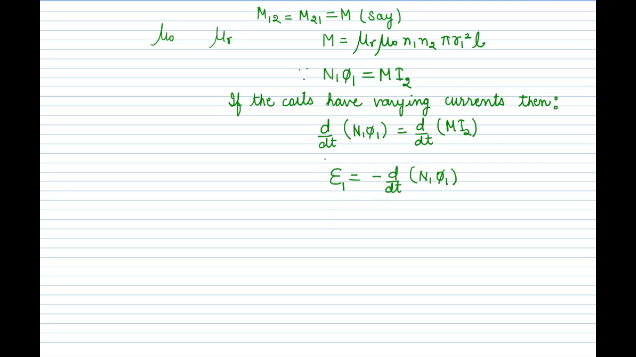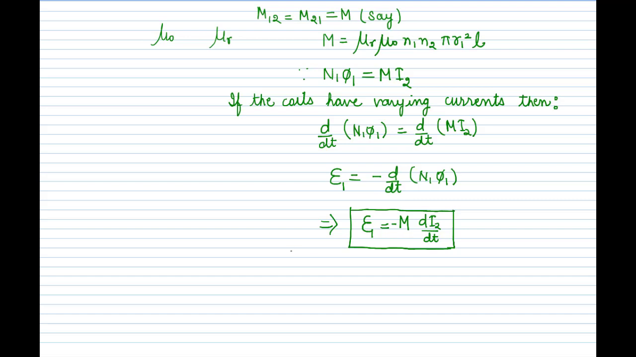If you compare these two equations, you get that E1 is equal to minus d by dt of N1 phi1, which is minus d by dt of M i2. M is a constant, the mutual inductance, so we take it outside: E1 is equal to minus M di2 upon dt. So the induced EMF in coil S1 is due to the change in the current of the second coil S2, and the constant is the mutual inductance.